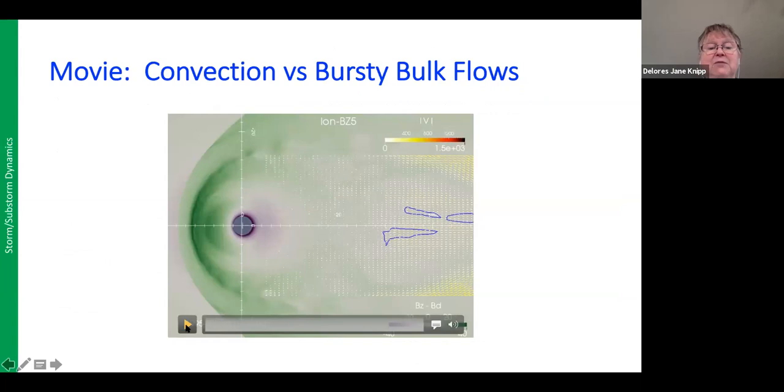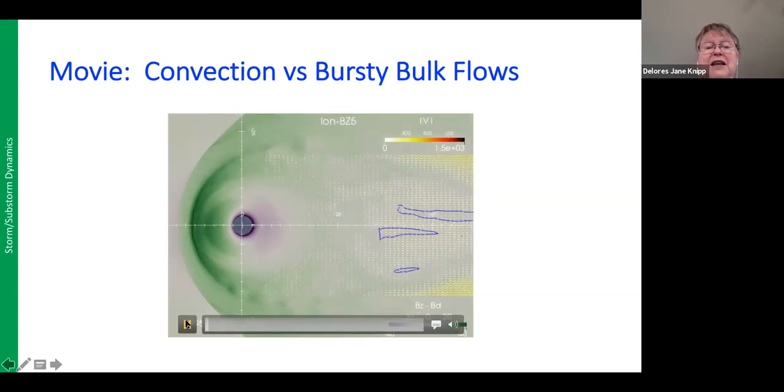I've had you look at it before. This is from Mike Wiltberger, and he is basically using an MHD model. We're looking down from the North Pole. You can see the hard edges of the magnetotail here, and we're just going to play this through.